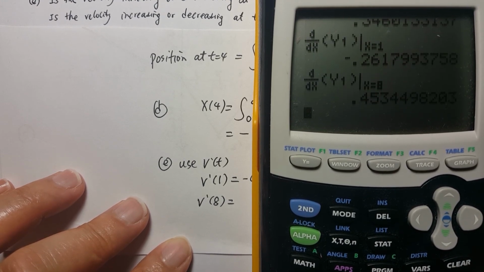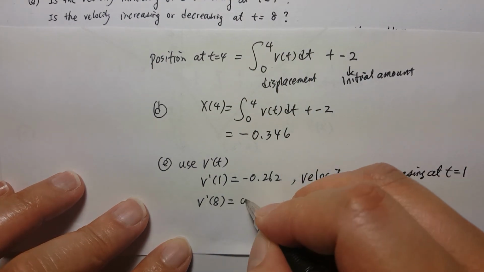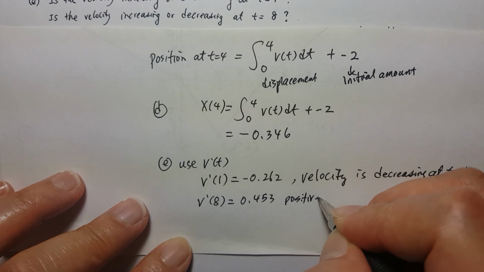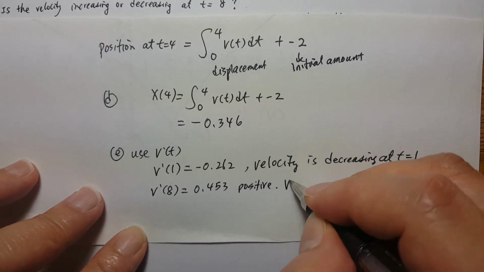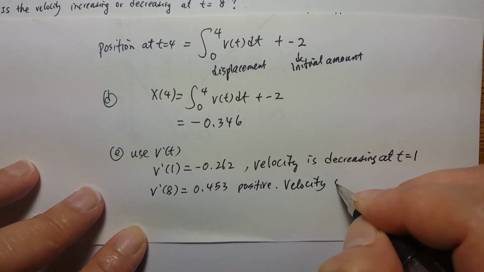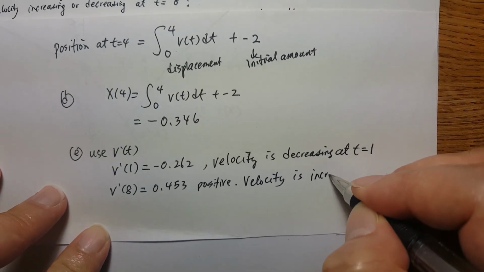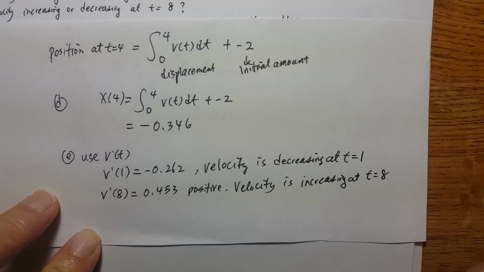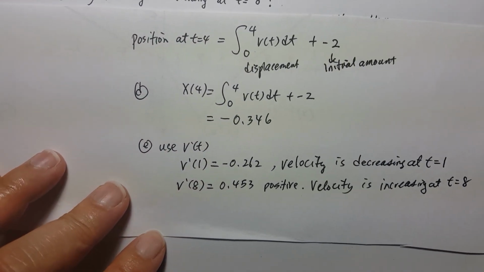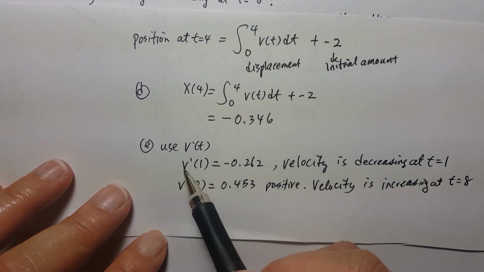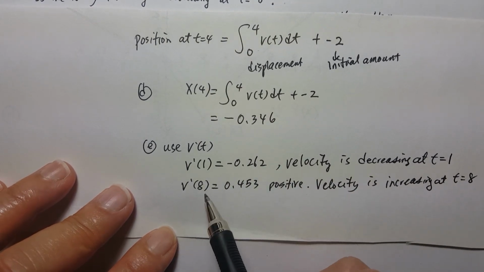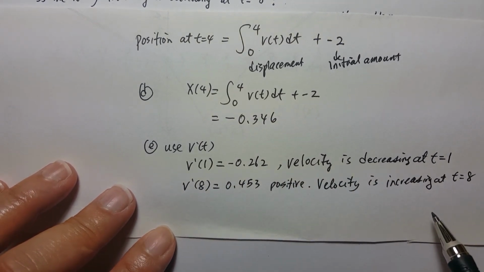You got 0.453. So this one's positive. So we say that the velocity is increasing at t equal to 8. So one more time: if the v prime is negative, the velocity is decreasing. If the v prime is positive, the velocity is increasing.